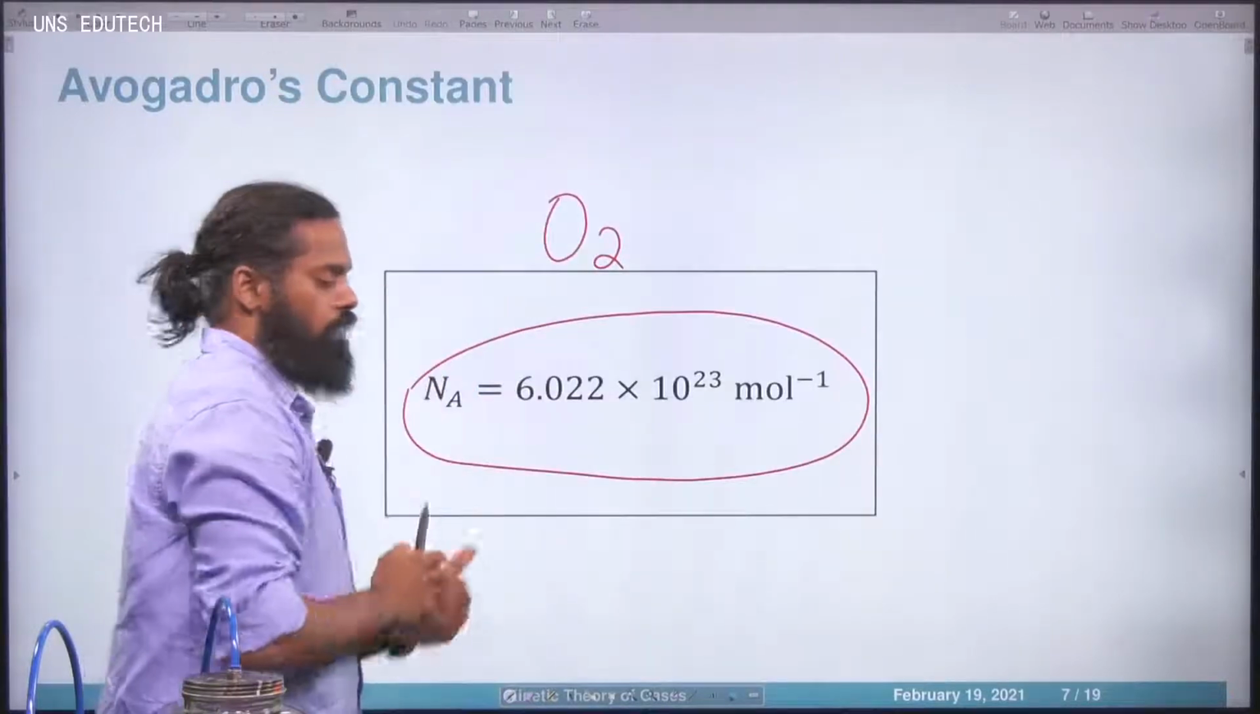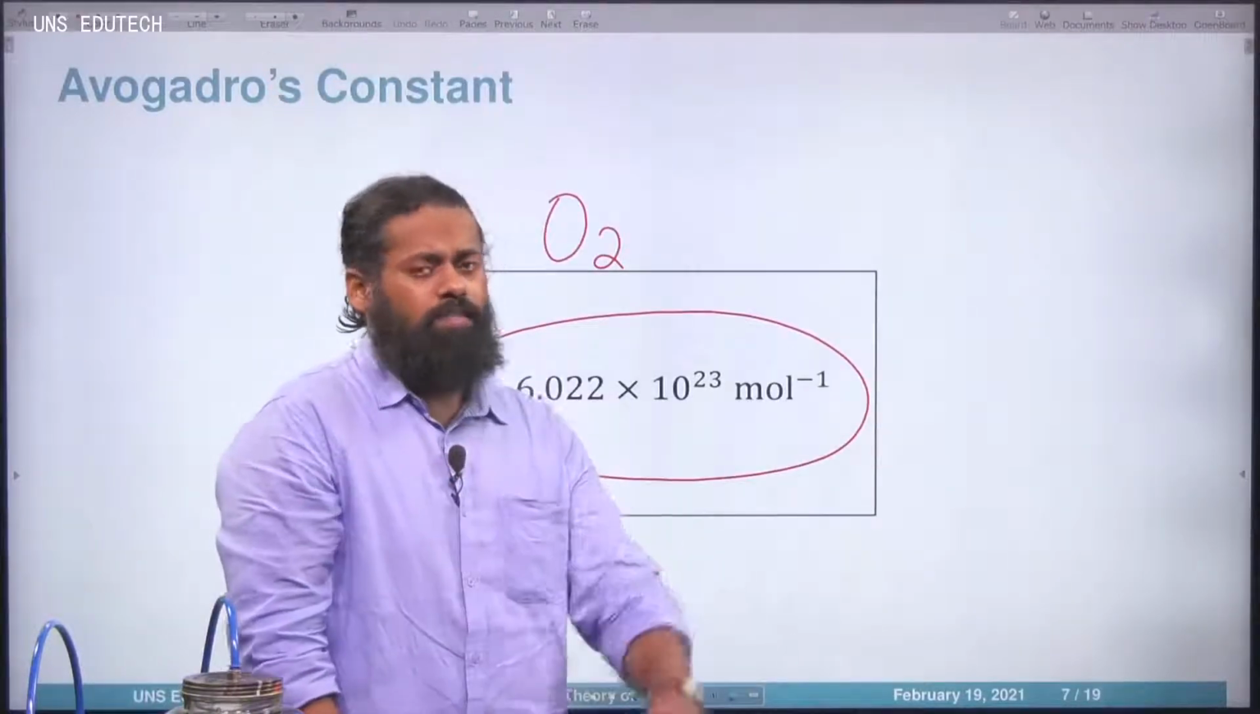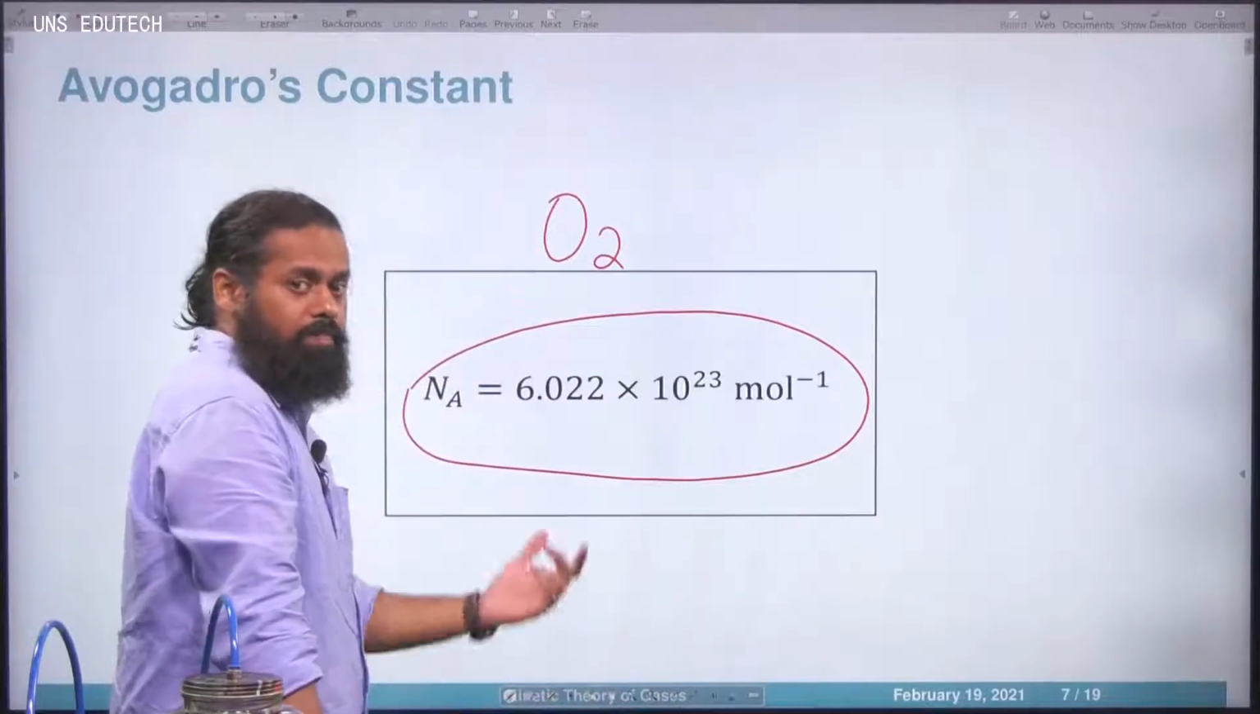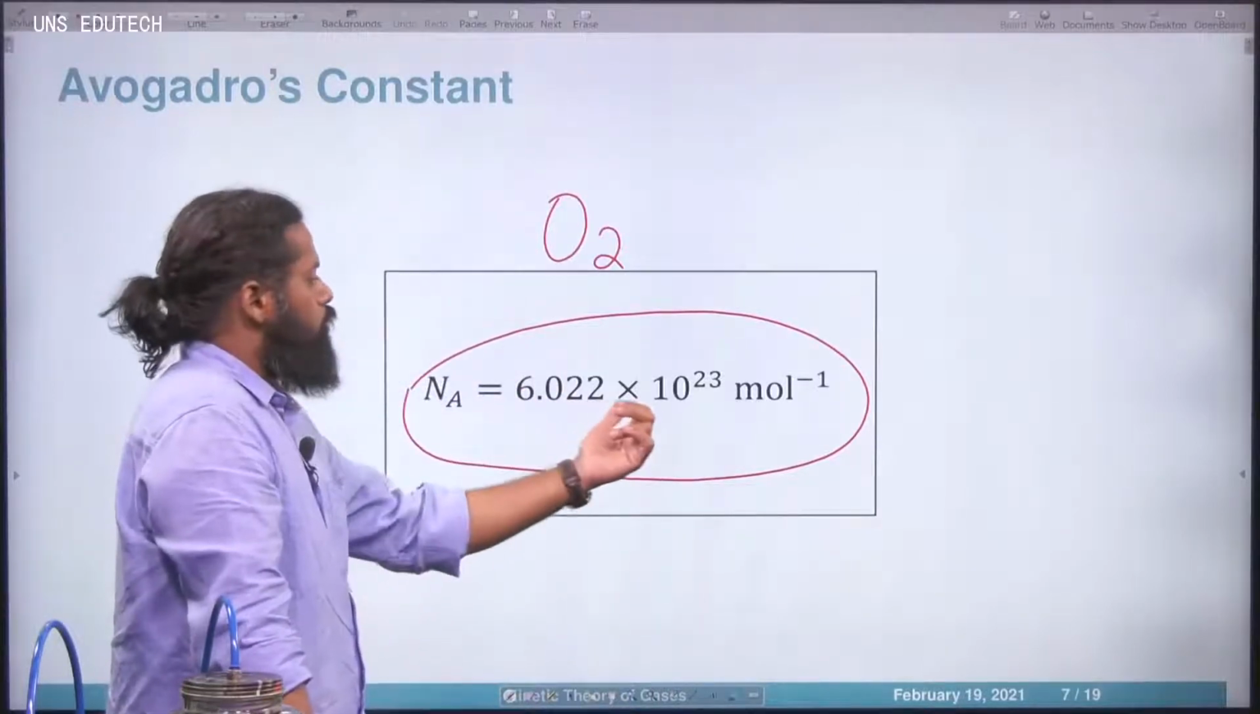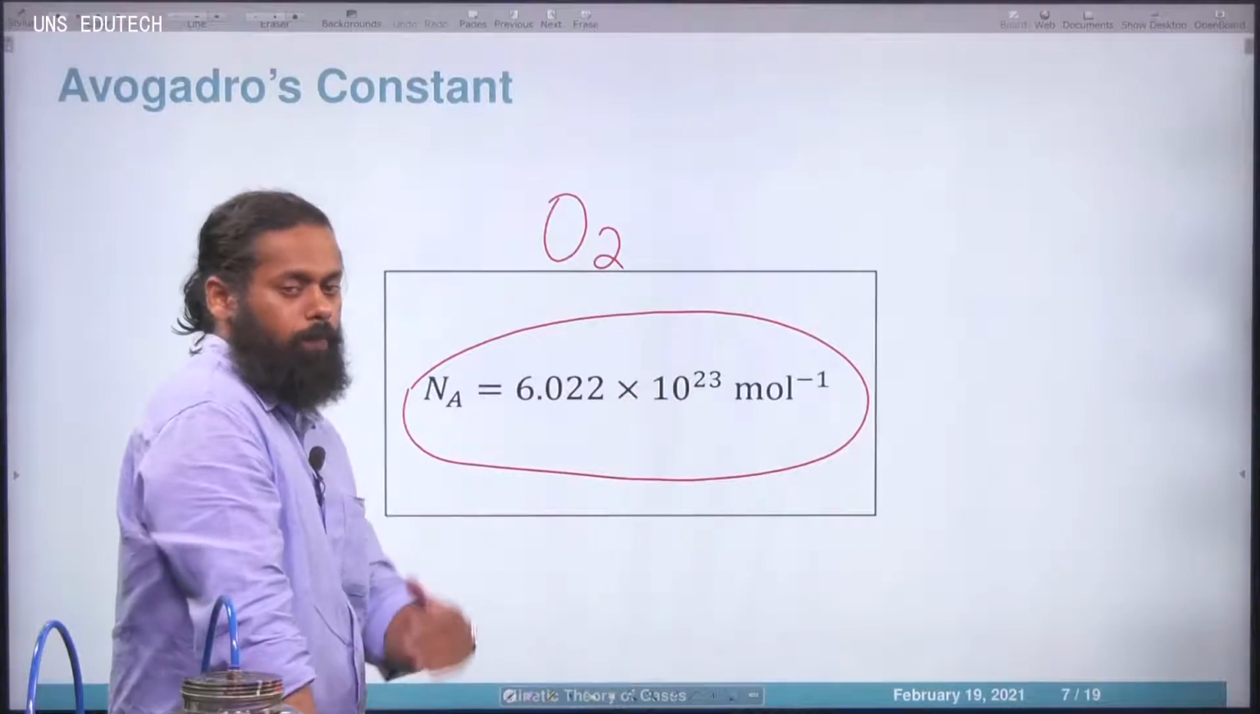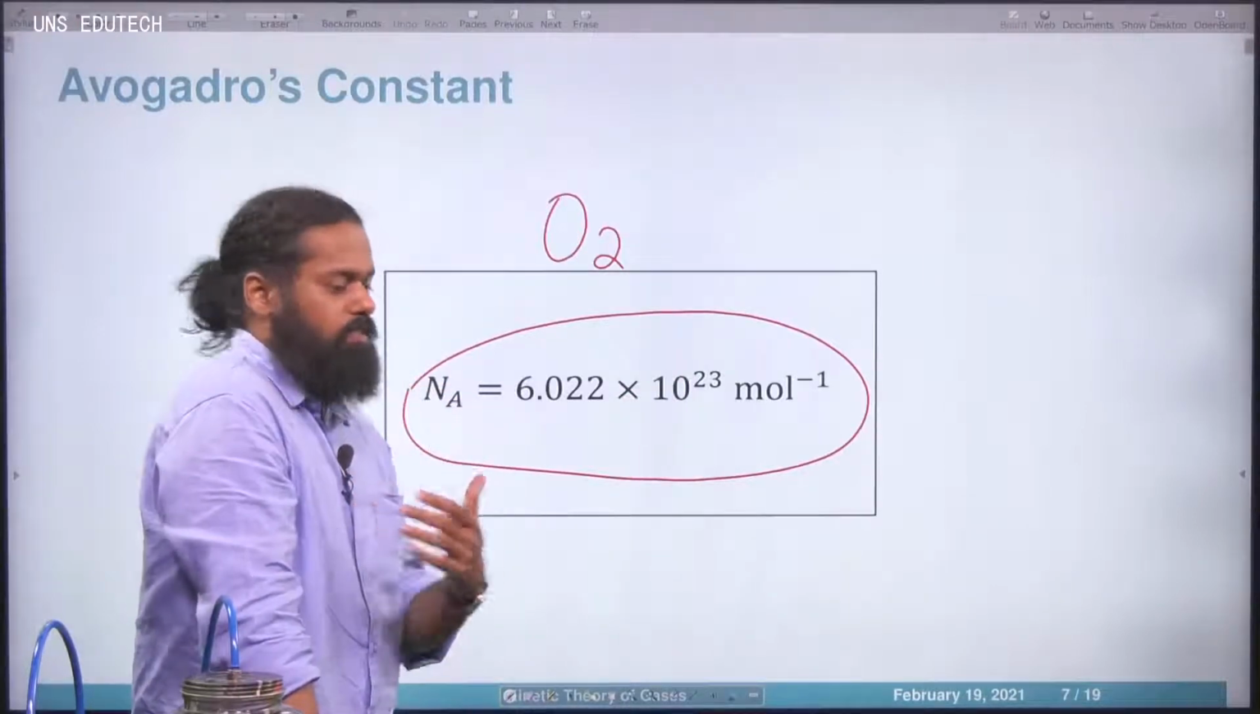So here this is important, the Avogadro number. I hope all of you are thorough with it by this time, since you studied it in basic concepts of chemistry. So 6.02 into 10 to the power 23 molecules: if you are taking 1 mole of gas, this many molecules will be there.